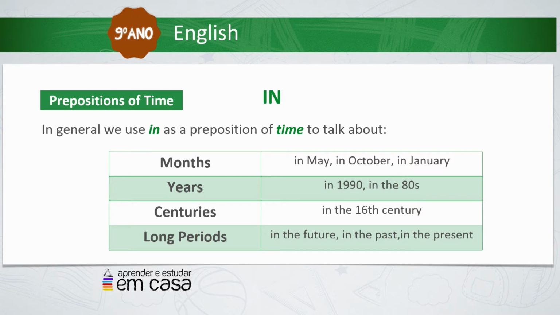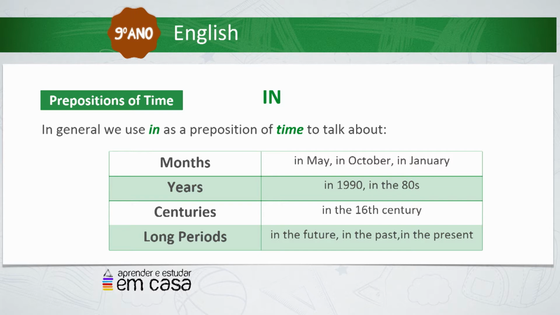In, as a preposition of time, is used generally when we talk about months, for example, in May, in October, or in January. But it's also used to talk about years, in 1990 or in the 80s. We also use in when we talk about centuries, for example, in the 16th century, or for long periods, for example, in the future, in the past, or in the present.